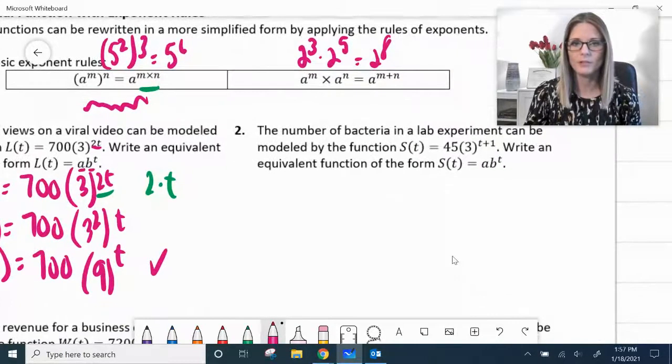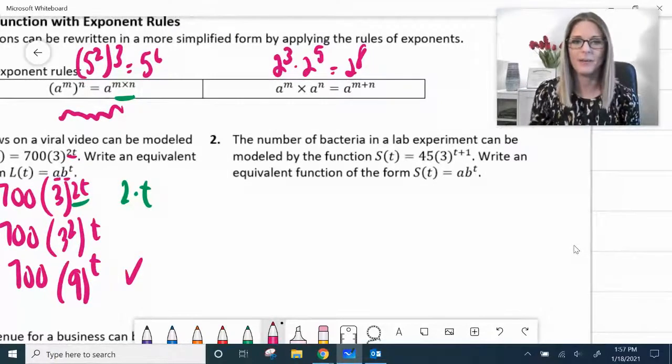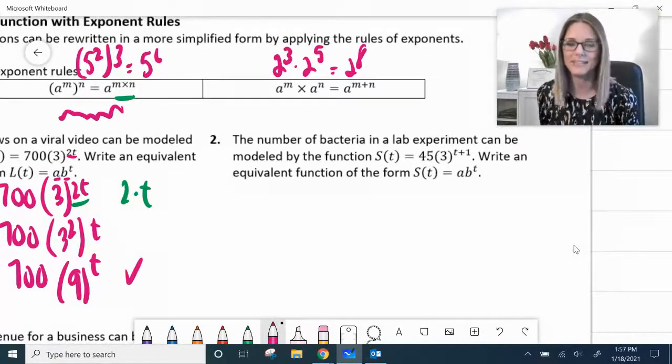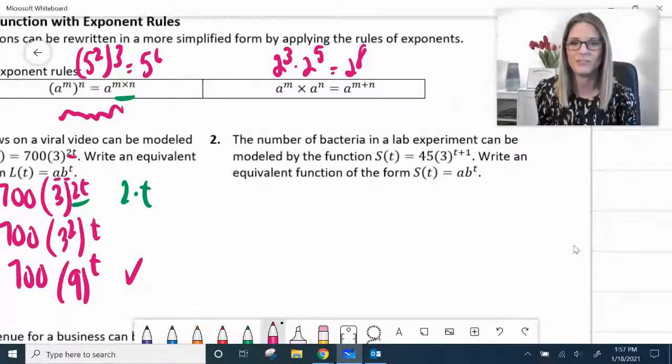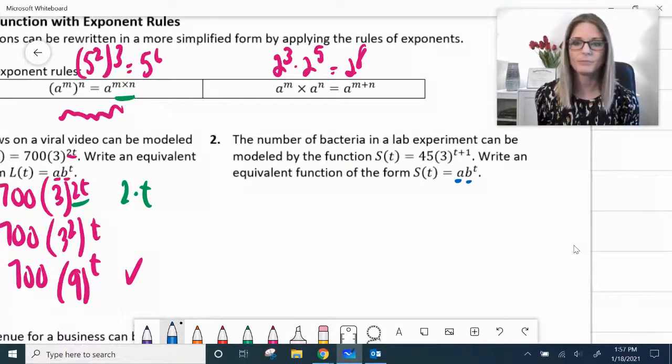Let's move on to number 2. The number of bacteria in a lab experiment can be modeled by the function S of t equals 45 times 3 raised to the t plus 1. Write an equivalent function of the form S of t equals a. So still I can have a coefficient. I'm going to switch colors here. I can still have a coefficient number, then a base to my exponent. Let me just write my original problem.